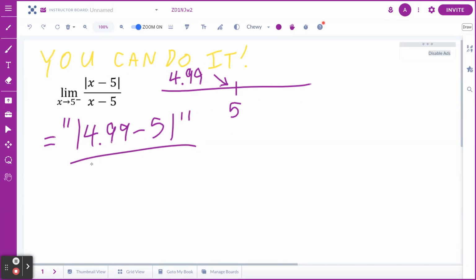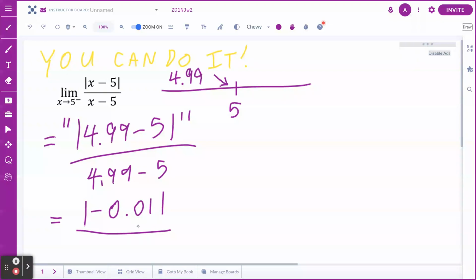If you plug in x to be 4.99, which is basically a number slightly to the left of 5, this equals the following. If you think about the numerator, that's 4.99 minus 5, which is negative 0.01. If you look at the denominator, 4.99 minus 5 is going to be negative 0.01. And of course, the absolute value of a negative number becomes a positive number.